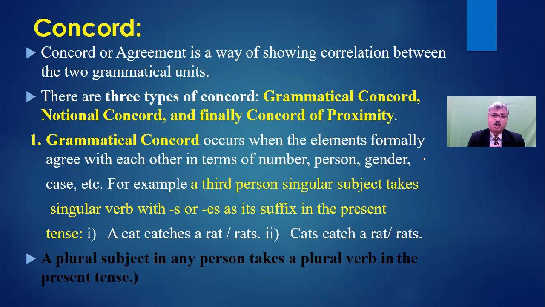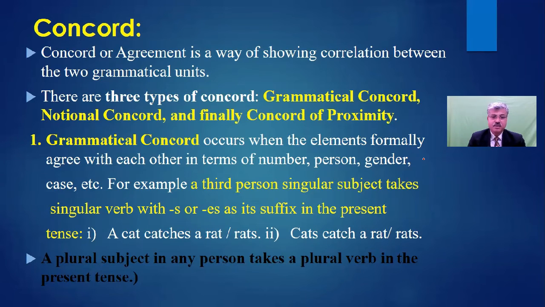This concord occurs when the elements formally agree with each other in terms of number, person, gender, case, etc. For example, a third person singular subject takes a singular verb with -s or -es as its suffix in the present tense. For example, a cat catches a rat or rats.